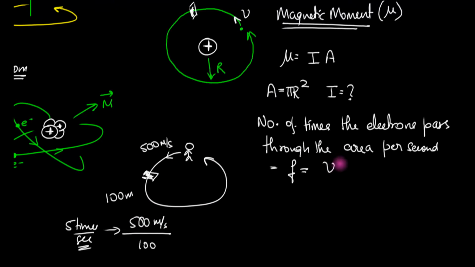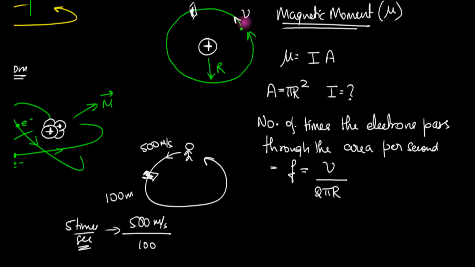That frequency is just going to be v, that's the velocity, which is how many meters it travels per second, divided by how many meters it has to travel per loop. And that is just 2 pi r. But current is the number of coulombs per second. I now know how many times electrons pass per second, but I want to calculate how many coulombs per second.